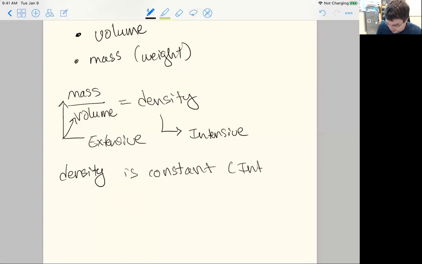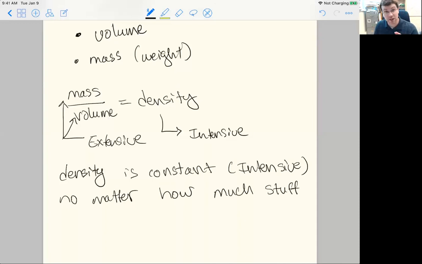Density is intensive, or inherent to the type of matter that we have. Density is constant no matter how much stuff we have. Again, this is under standard conditions. If you change pressure and temperature, everything's out the window here, but the density is constant with the amount of stuff that you have. So if you started with some starting mass and you increase that mass, we know that mass is an extensive physical property.